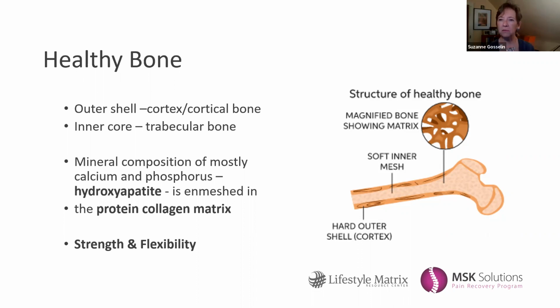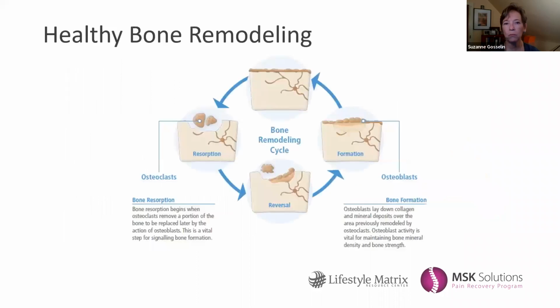So we get the benefit of strength from having all those dense minerals embedded into a protein collagen matrix, which provides us with the flexibility that bones need. Because when you think about it, we don't want bones that break, we want bones that bend, right?